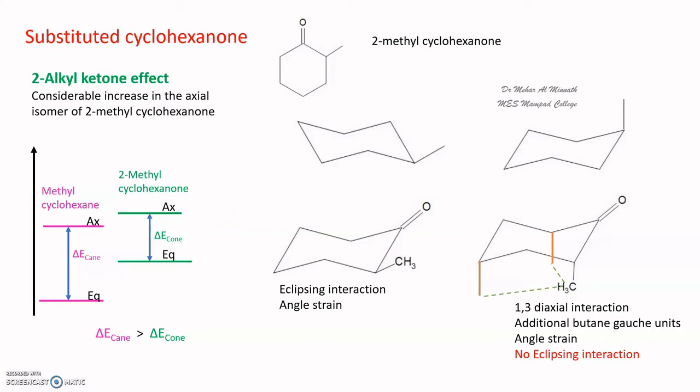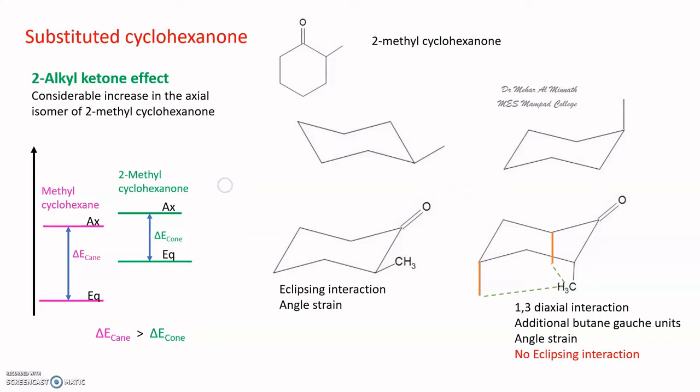So 2-methyl cyclohexanone experiences the 2-alkyl ketone effect. What is the 2-alkyl ketone effect? It is the considerable increase in the axial isomer of 2-methyl cyclohexanone. Even though we expect the axial isomer to be in a lesser amount, there will be an increase in the axial isomer, because in the equatorial isomer there will be eclipsing interaction.